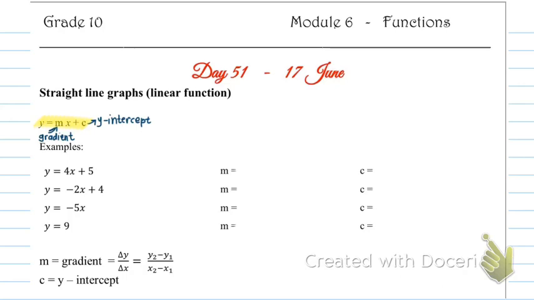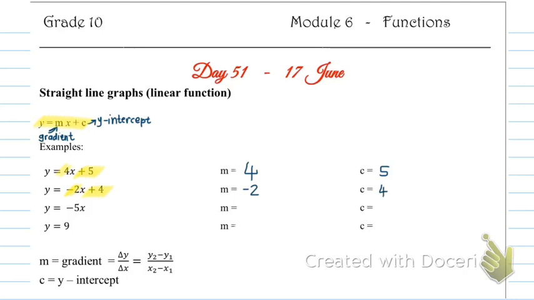When I have y is equal to 4x plus 5, then if I ask for the m value, the gradient, it's what's in front of x, the coefficient of x. That's 4. So the m value is 4, and the c value is 5. Okay, then the next one, the m value is negative 2. That's the gradient. And the y-intercept, the c value, is 4.